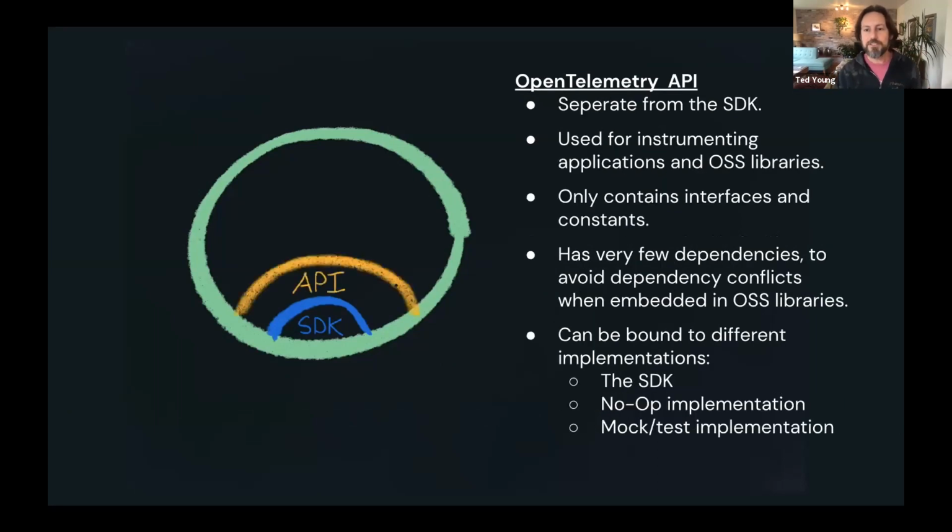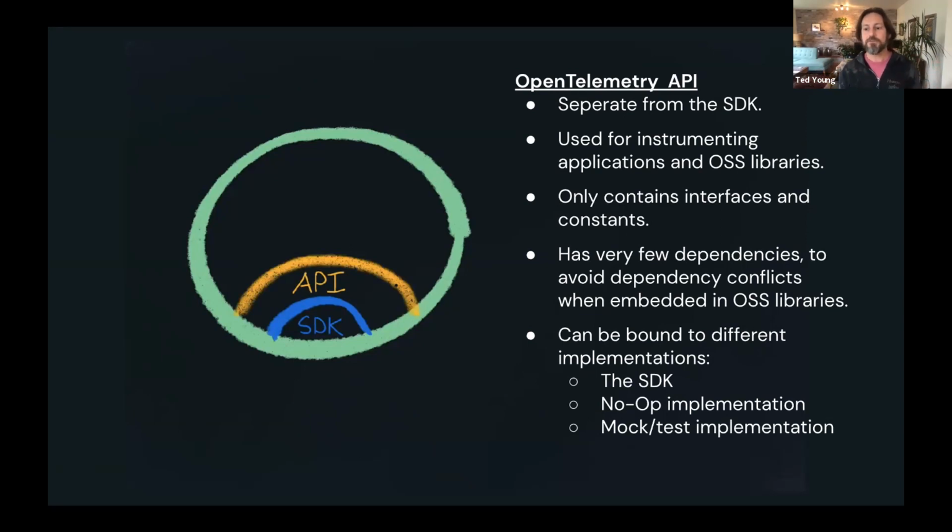And then when you go to instrument your system, you use the API. One advantage of having the API separate from the SDK is that it comes with no dependencies. So the API is just the interfaces that you use to instrument your system. And that allows you to separate out what implementation you're using from the instrumentation you're providing.